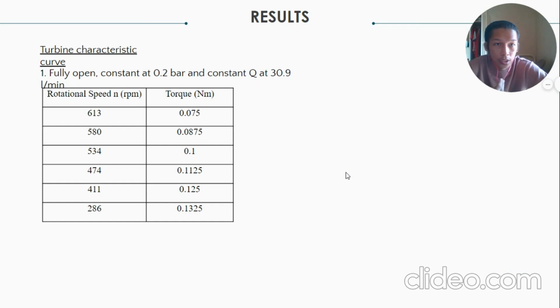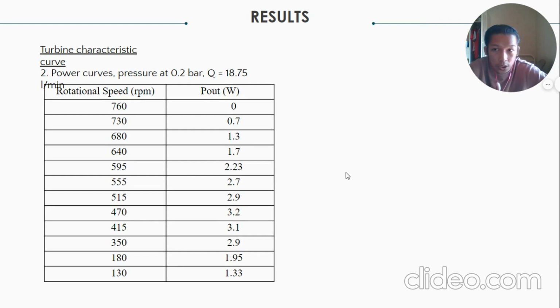And this is the given data in the Google Classroom, which is the turbine characteristic curve. For the first one, we have the fully open constant at 0.2 bar with the constant Q at 30.9 flow rate. Then the second one is the power curve, pressure at 0.2 bar, and also Q at 18.75 L per minute.